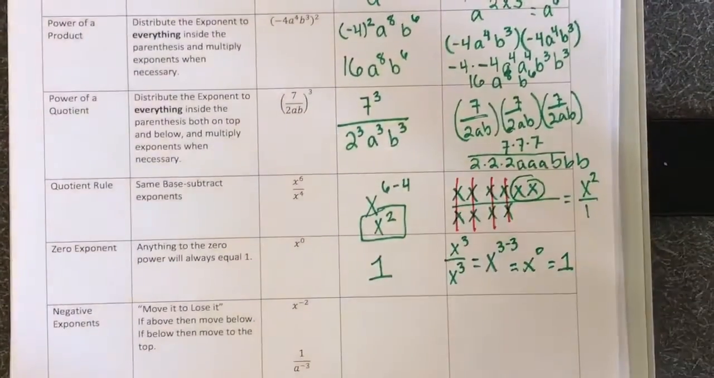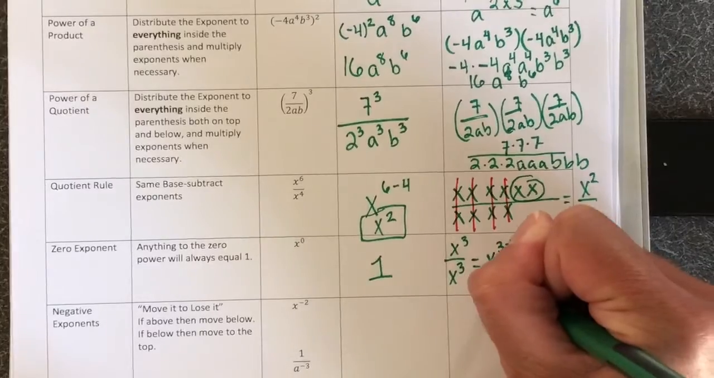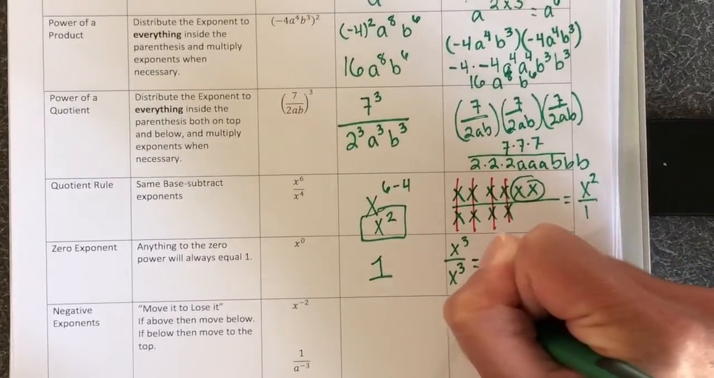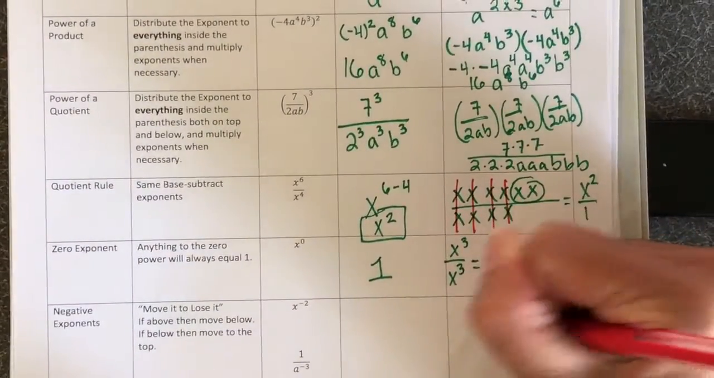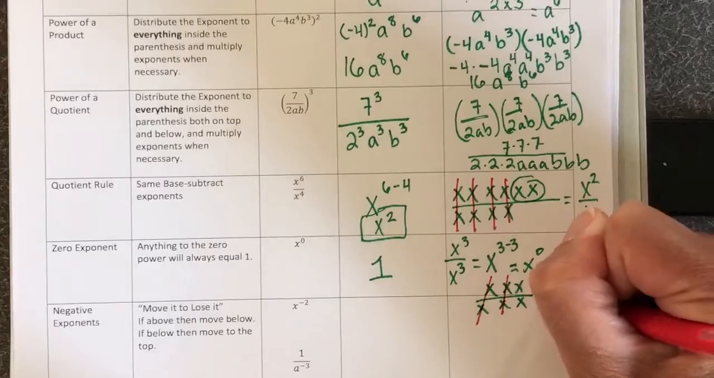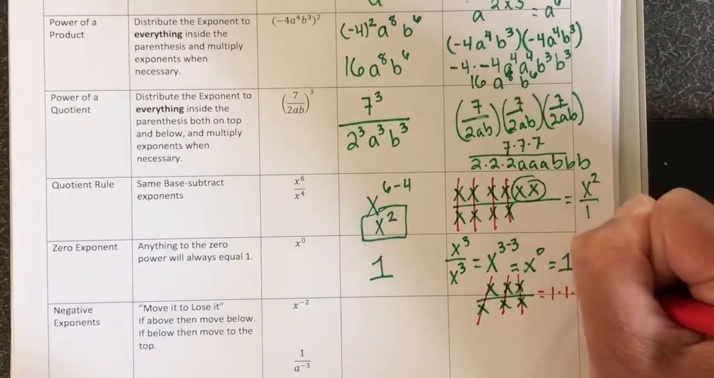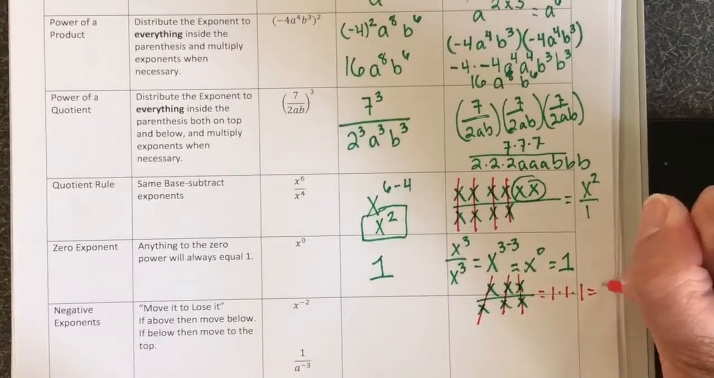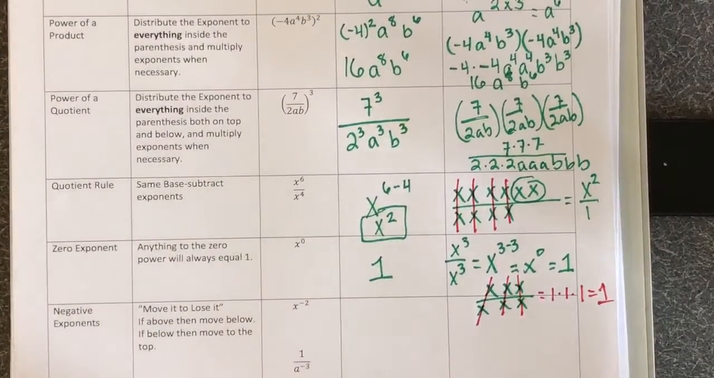Okay, well, let's expand that out. So the 3 x's on the top and the 3 x's on the bottom. Well, x divided by x has a value of 1. X divided by x has a value of 1. X divided by x has a value of 1. 1 times 1 times 1 is 1. So anything to the 0 power is always going to have a value of 1.